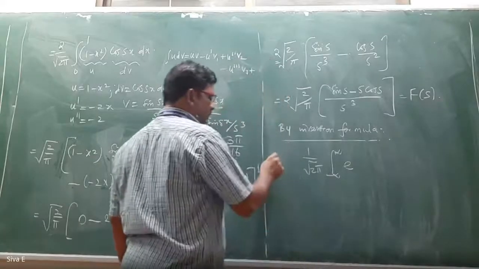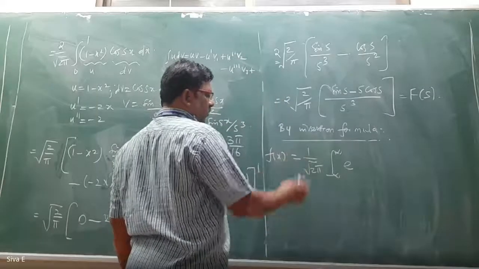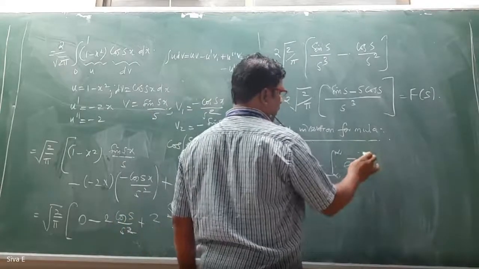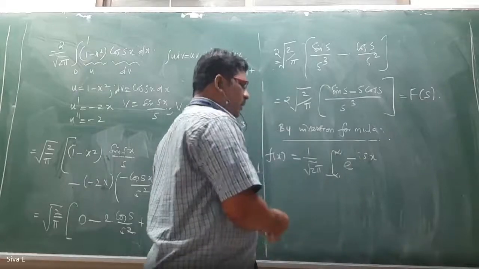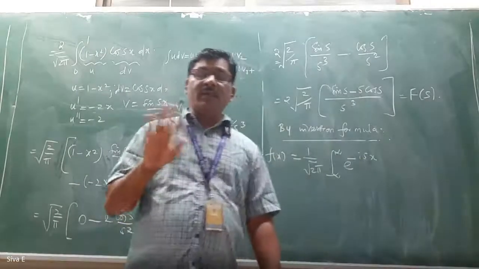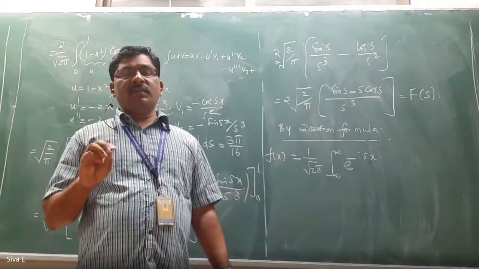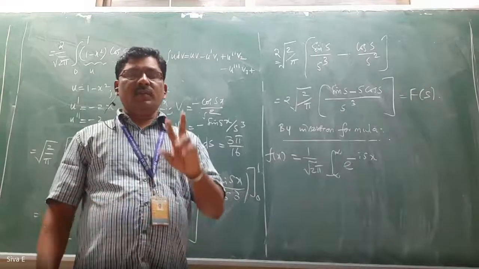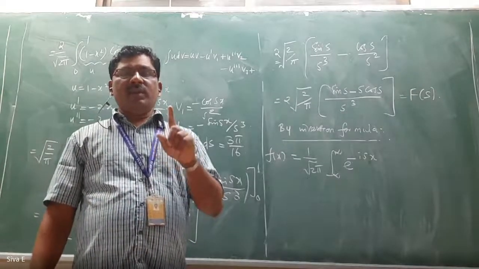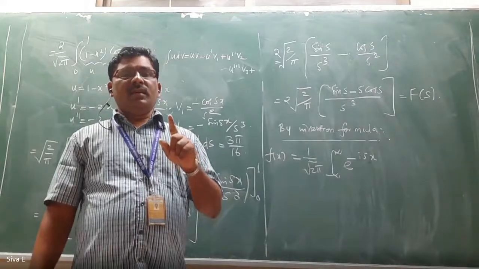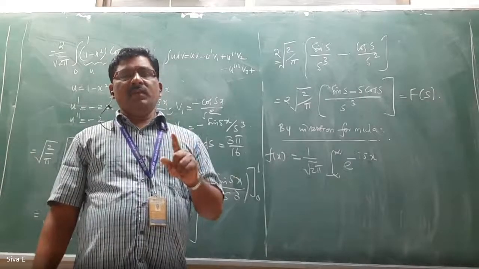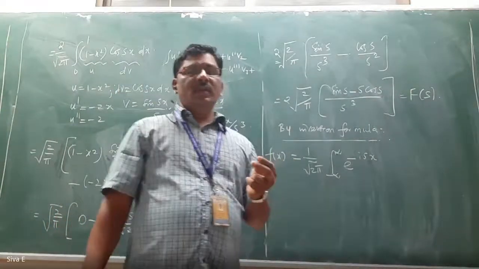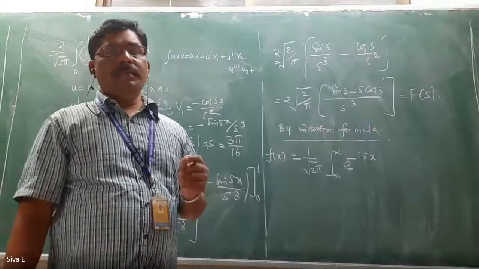The inversion formula is f of x equal to 1 by root 2 pi integral minus infinity to plus infinity e power minus isx F of s ds. There are two formulas; the Fourier integral formula is different. I'm not asking about the Fourier integral formula, but the Fourier inversion formula. Actually, I have given the two formulas for the pair. One is the Fourier transform, and one more is the inverse Fourier transform. These two formulas are known as the Fourier transform pairs.